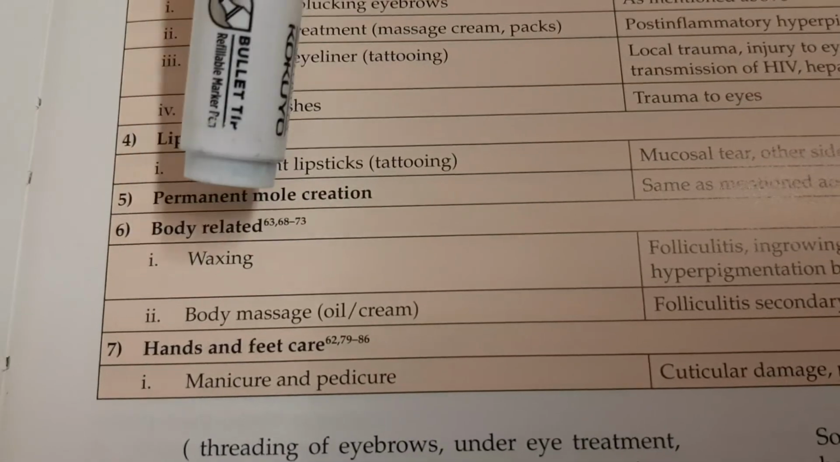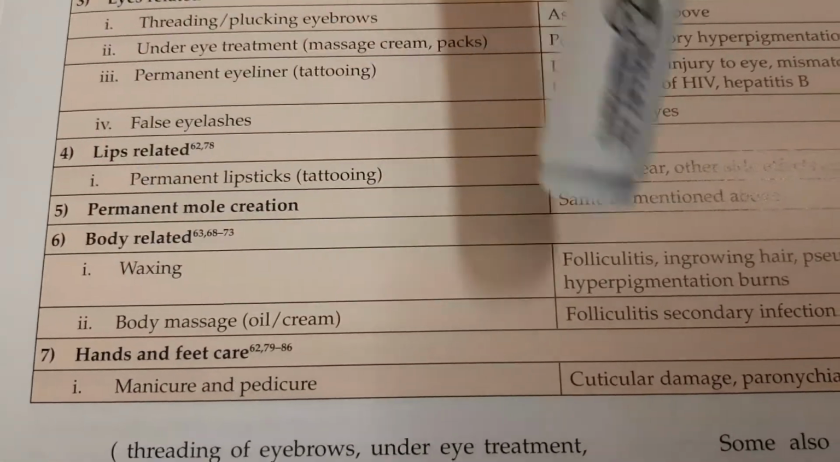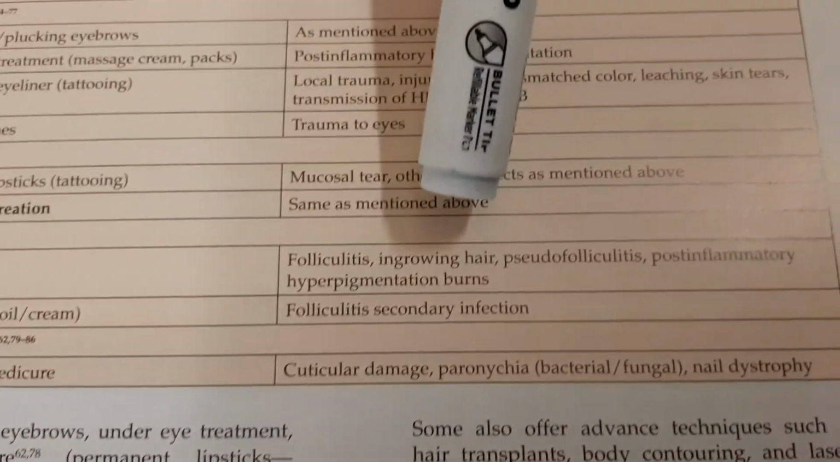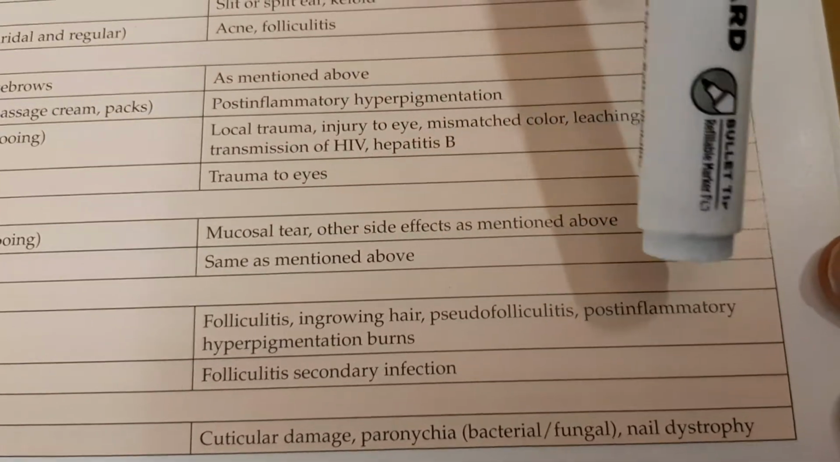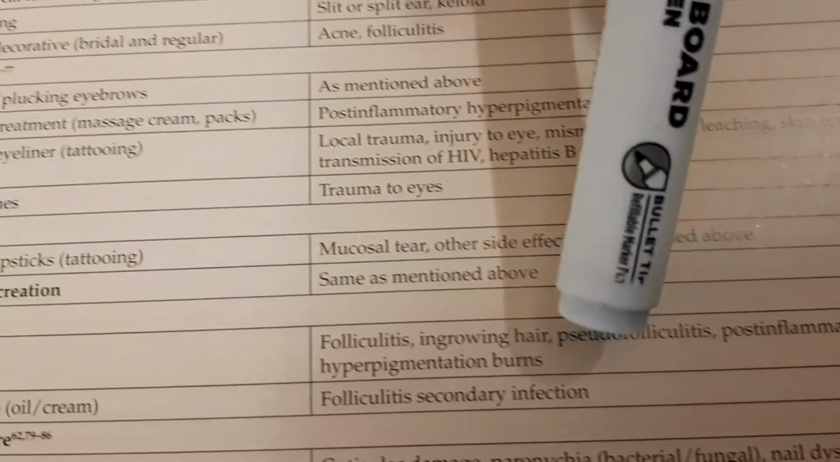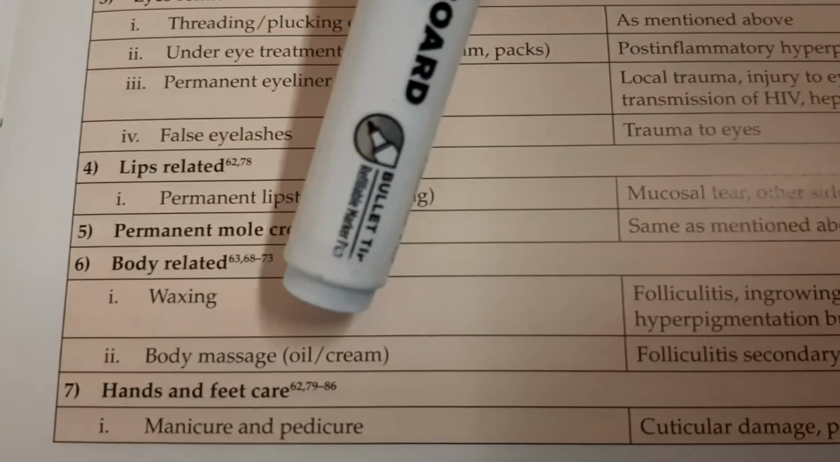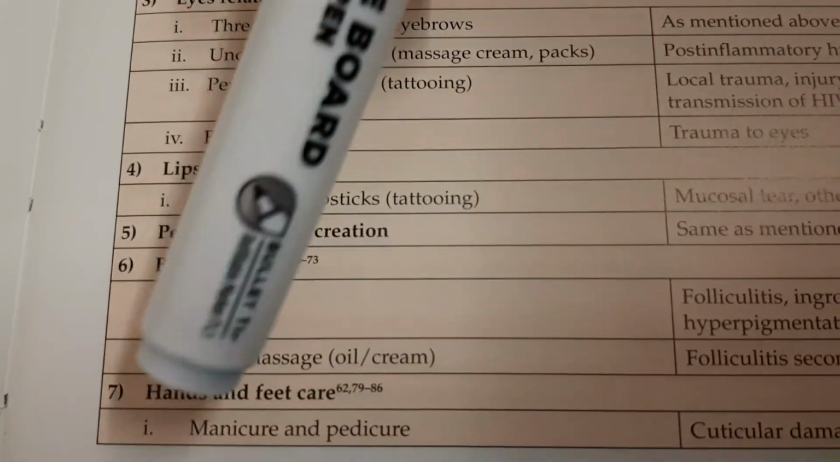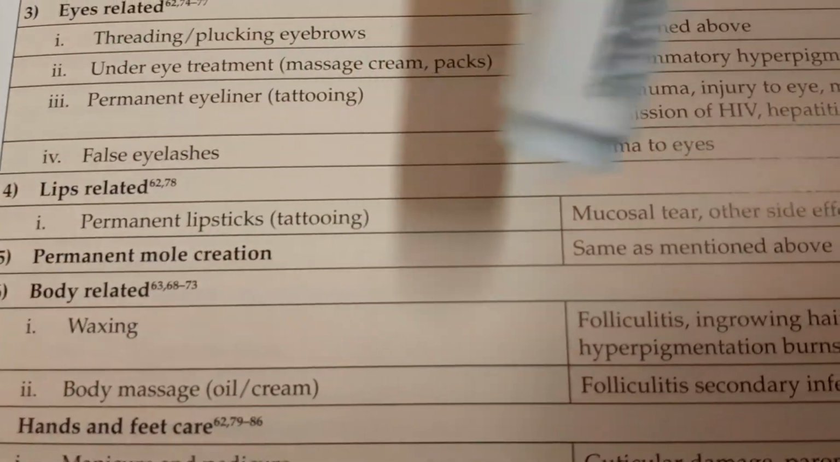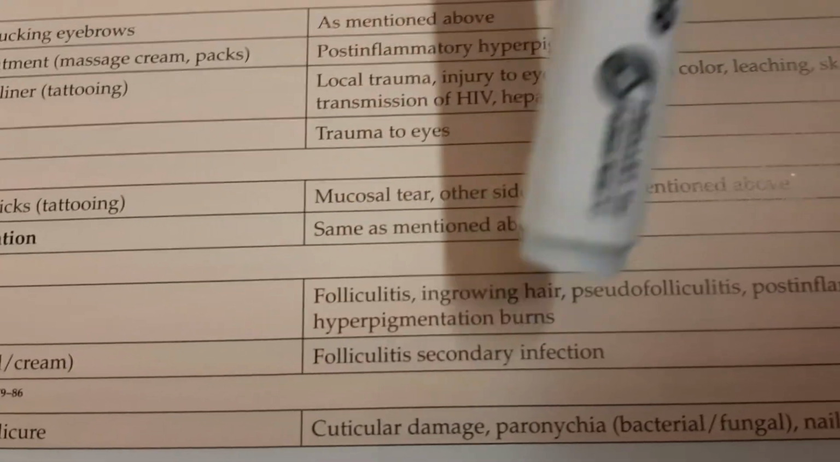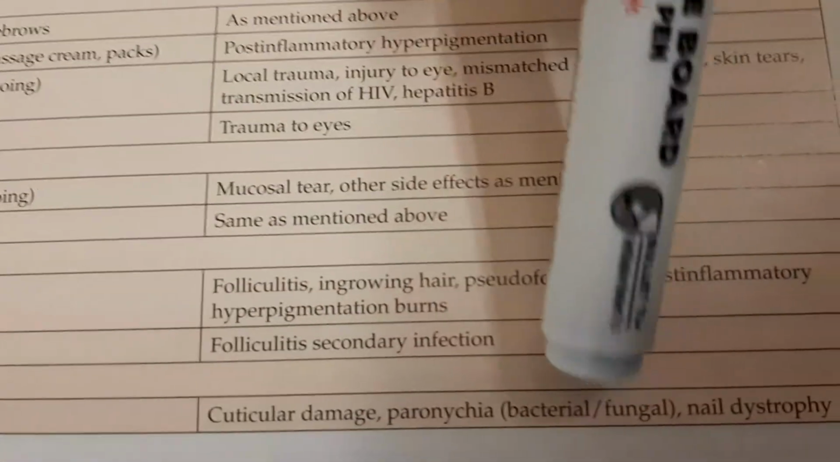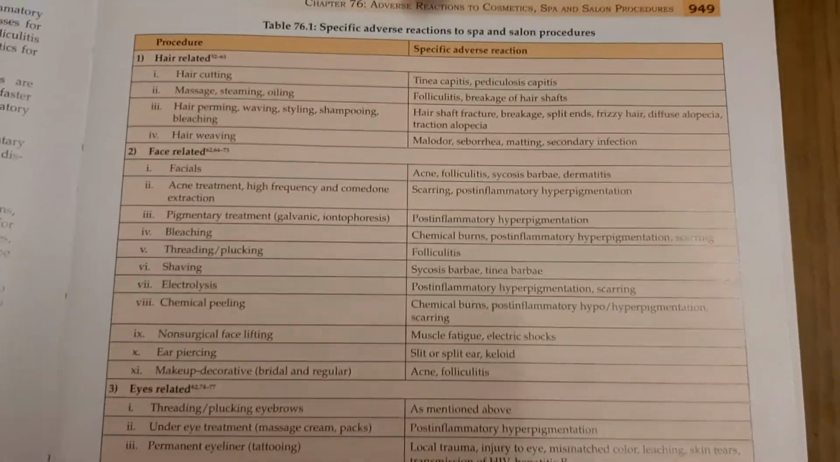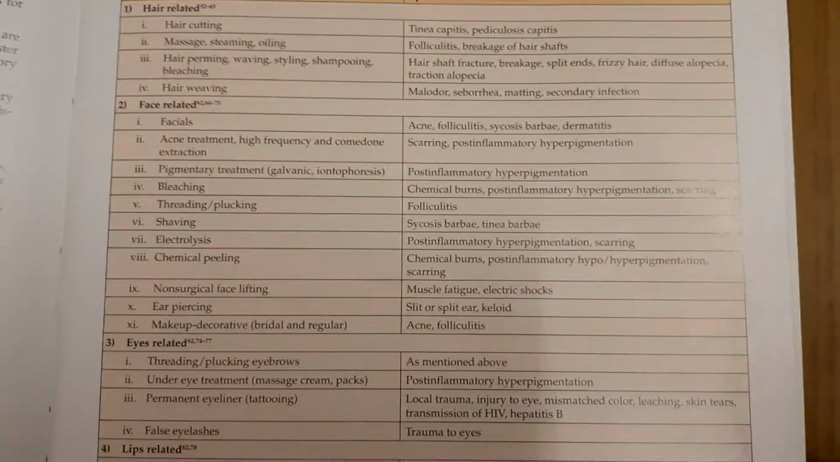These are the body related procedures. Waxing, you get folliculitis. In ingrowing hair, pseudofolliculitis, PIH and burns. In case of body massage and oil creams, you get folliculitis and secondary infection. And hands and feet related procedures, manicure and pedicure, cause cuticular damage, paronychia, bacterial and fungal infection, and nail dystrophy. So these are the specific adverse reactions to spa and salon procedures.